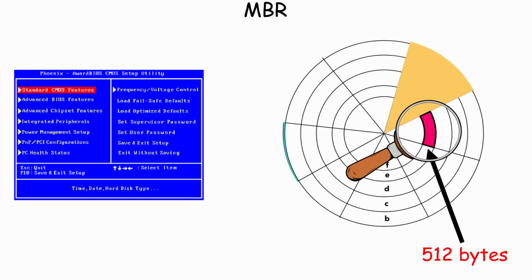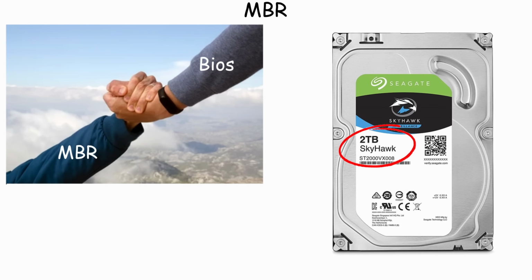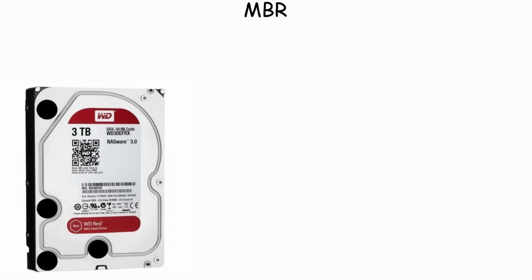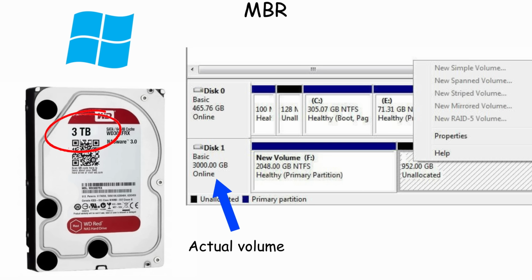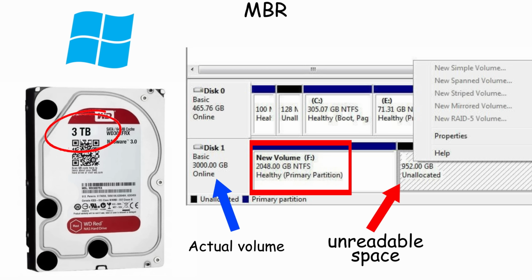The problem with MBR is that it is tied to BIOS firmware, and BIOS only supports a maximum disk size of 2 terabytes, which means if you try to install Windows on a 3 terabyte hard drive using BIOS, you may see an error saying that Windows cannot be installed on this volume. Even if the installation somehow succeeds, the system will only recognize up to 2 terabytes of the drive, and the remaining space will be unusable.